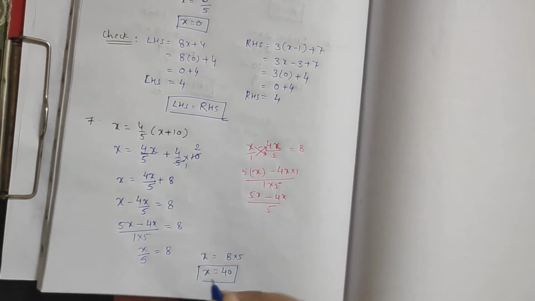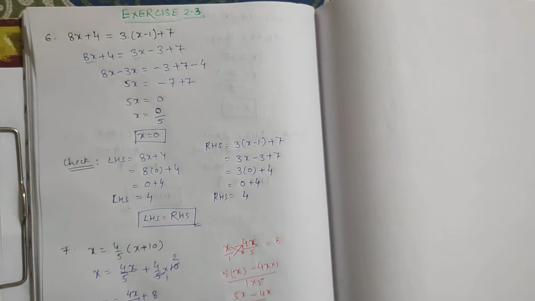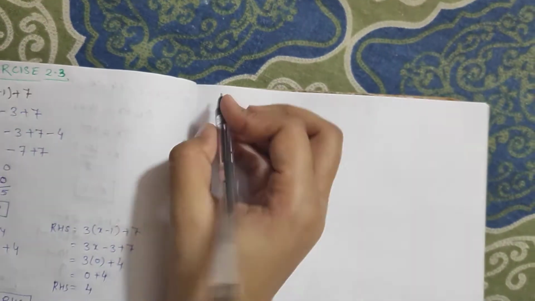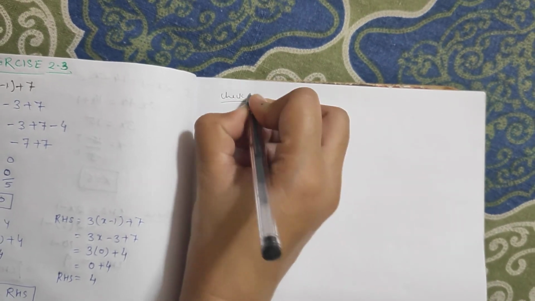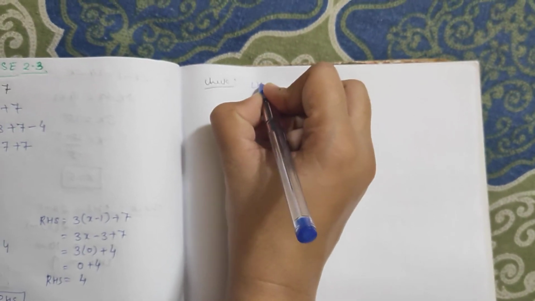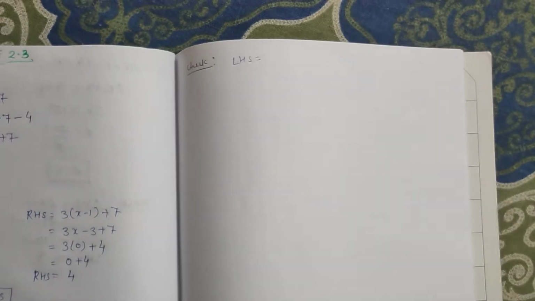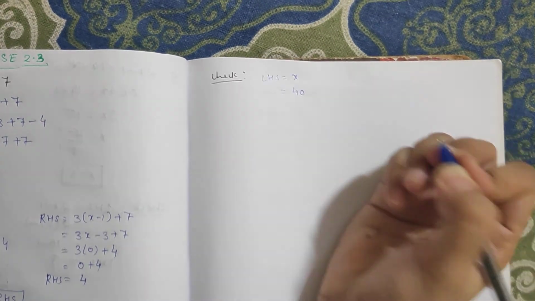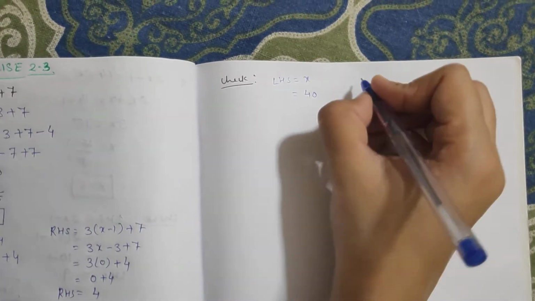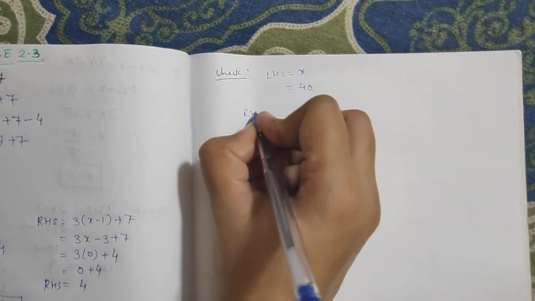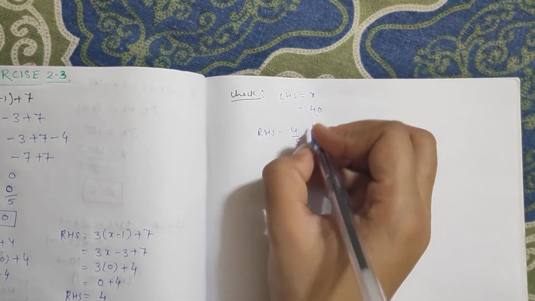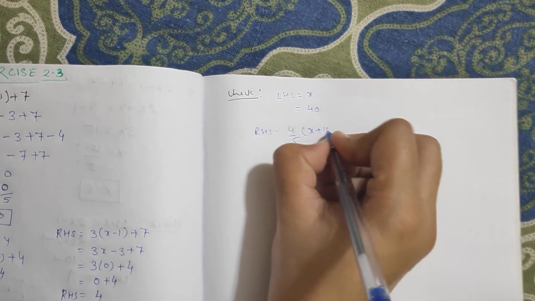This is the solution, and we have to check the result. Now we know how to check the result. We have to substitute the solution. Now what is LHS here? Let us see. Our LHS is x, so that is nothing but 40, correct? Now let us see what is our RHS. Our RHS is 4 upon 5 in bracket x plus 10.